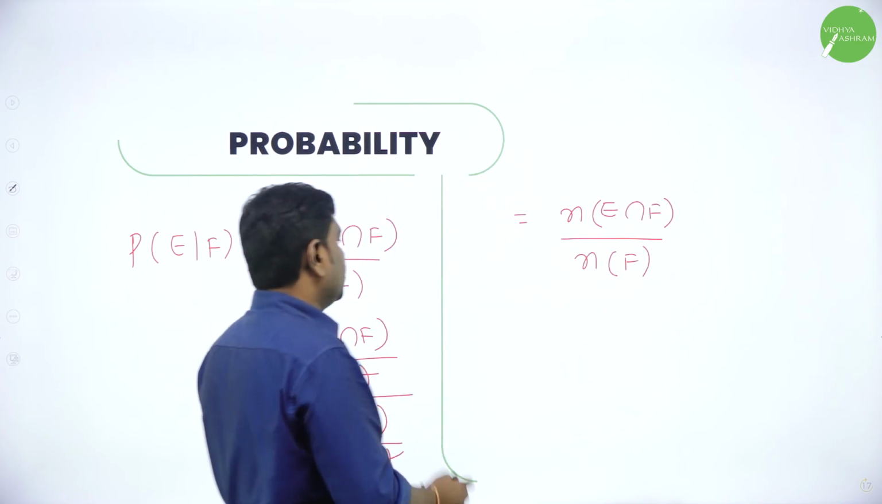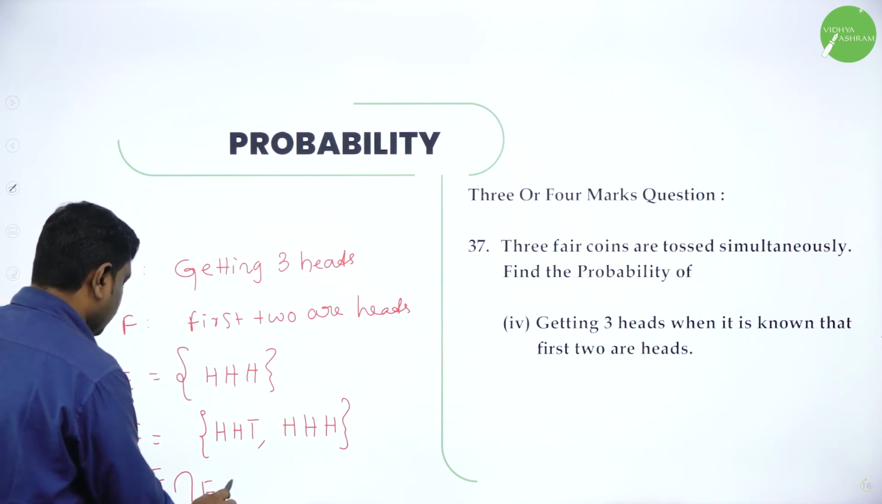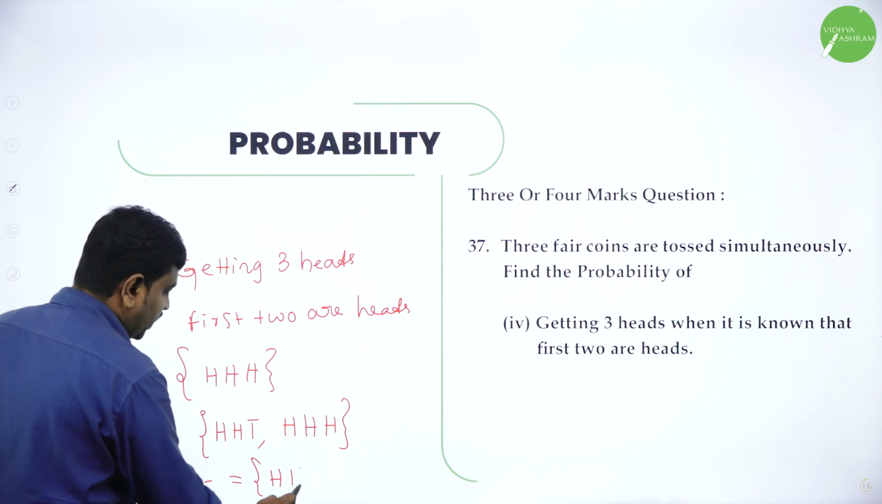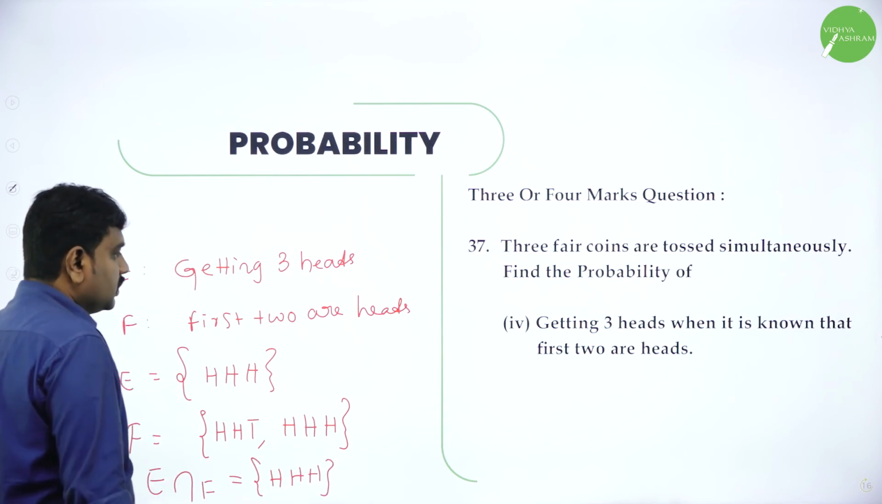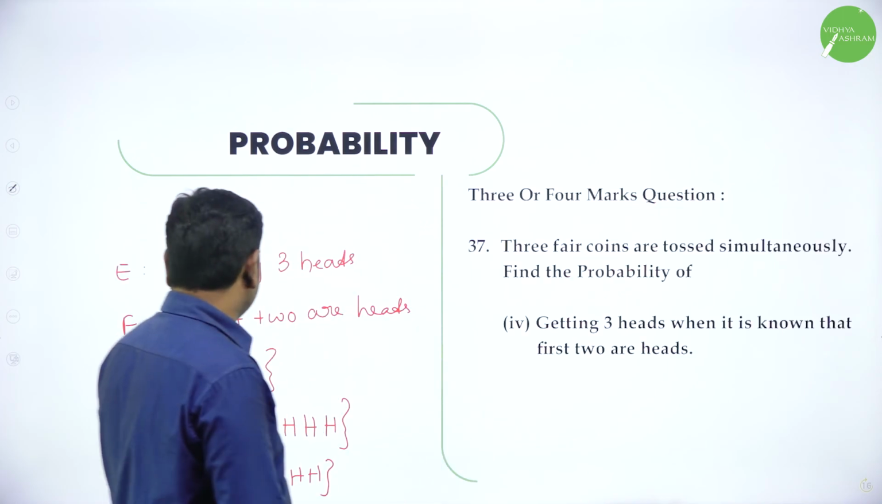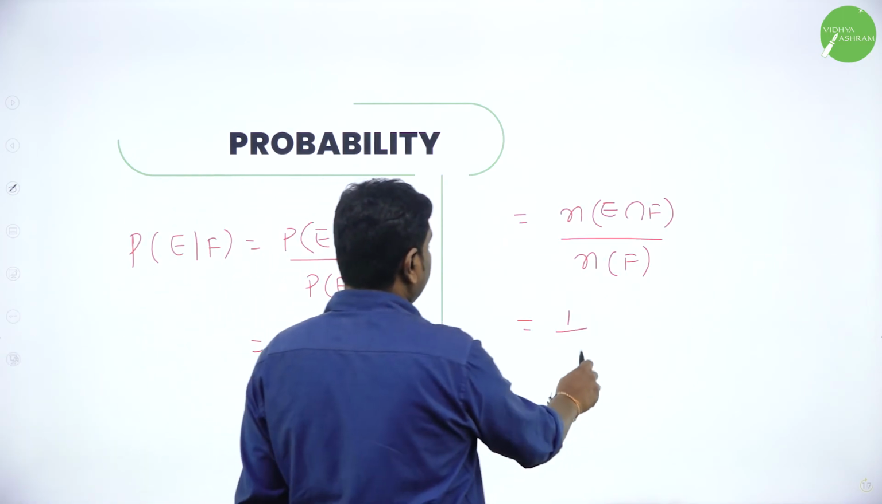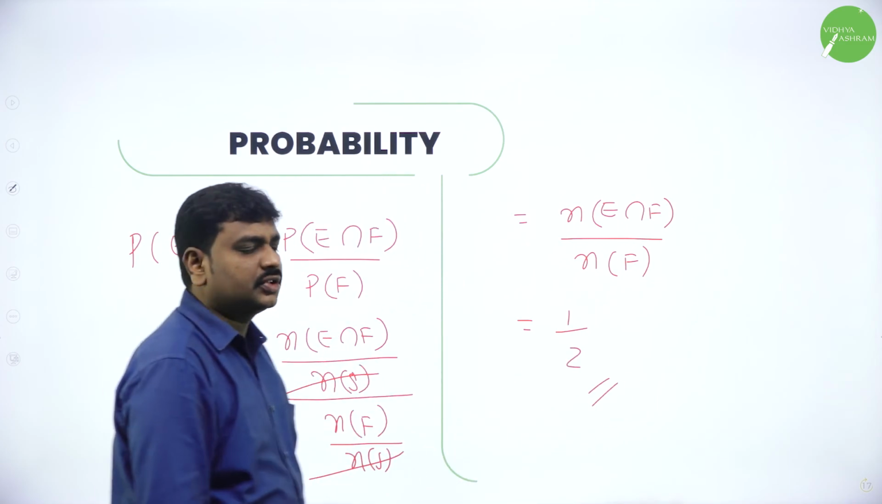See, now before we come to this, what is E intersection F? E intersection F means common for both. Common for both, we have one output called head, head, head. So, N of E intersection F is 1. N of F means number of elements in F. In F we have 2. So, 1 by 2. This is one way of doing.